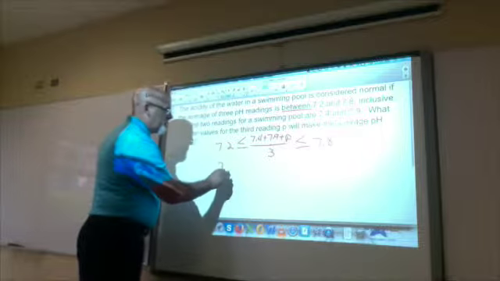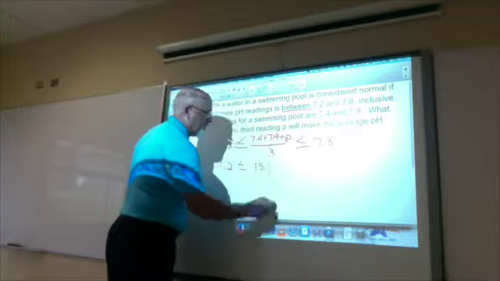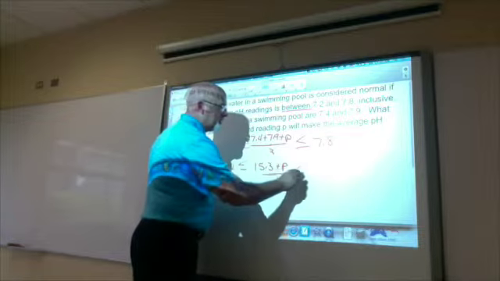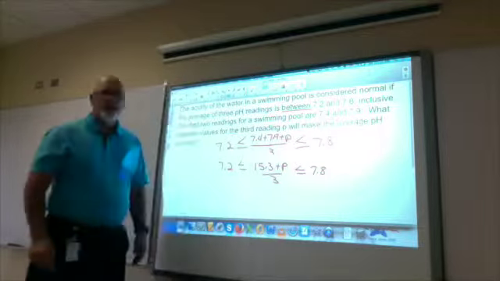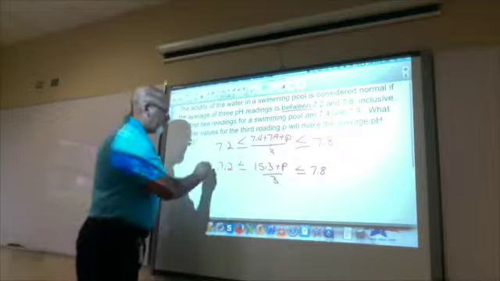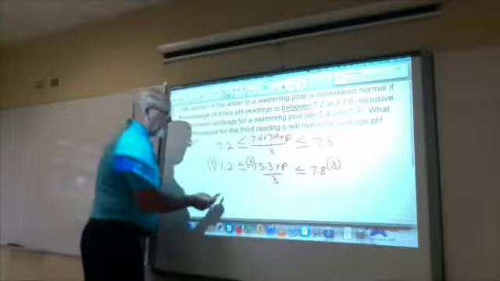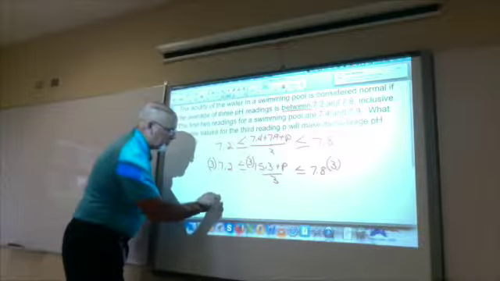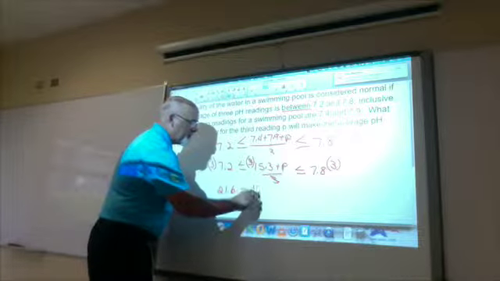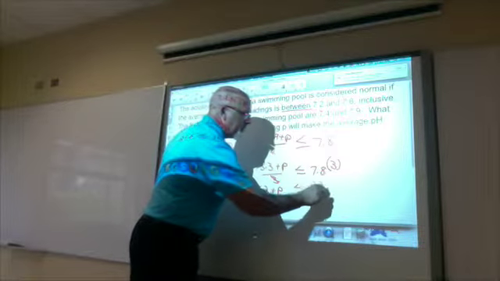So we go 7.2 is less than or equal to 15.3 plus P over 3 is less than or equal to 7.8. Now we've got to get rid of that 3 that's on the bottom here, so we multiply all sides by 3. Three times 7.2 is 21.6, less than or equal to. These cancel each other out, and we're left with 15.3 plus P is less than or equal to 23.4.